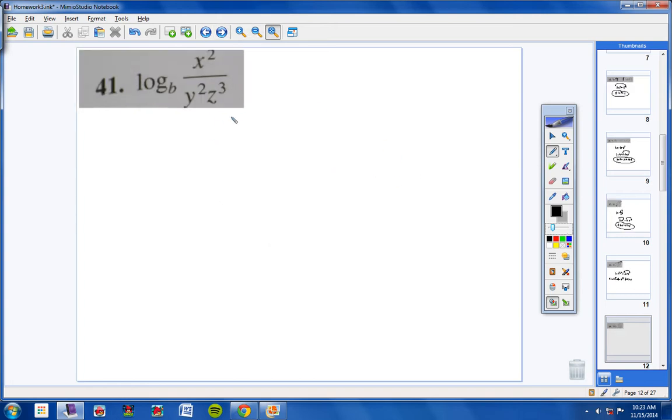Okay, again, we have a quotient. So let's go ahead and take care of the quotient first. So log base b, log base b. Numerator comes first, minus this. Now, yes, we know we're going to do this. That's fine.